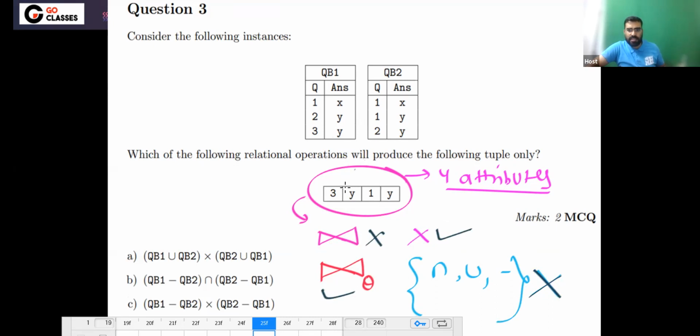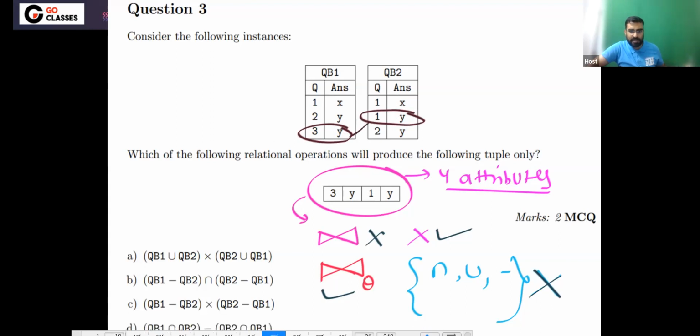You can very easily see that you have 3y, 1y. So this 3y is matching with 1y. This 3y is matching with 1y. So definitely a few options you can eliminate. You can eliminate option D. It can never produce 4 attributes, right? So option D is gone, definitely. Option B is gone. So these 2 options are gone.